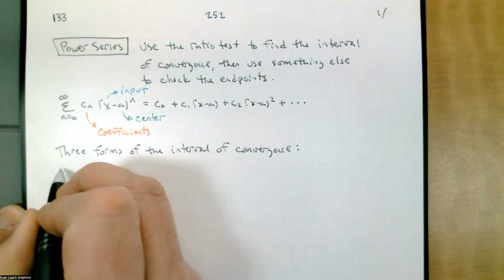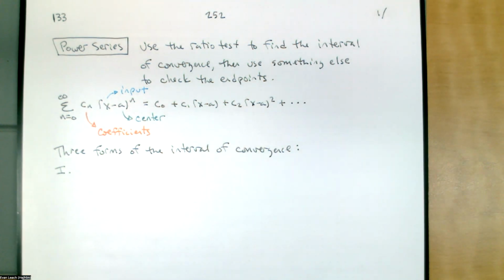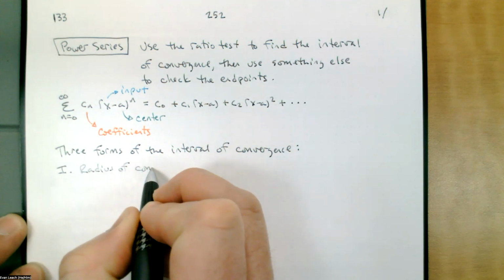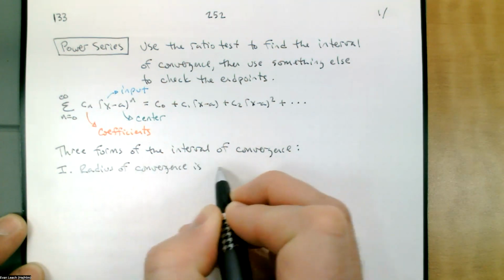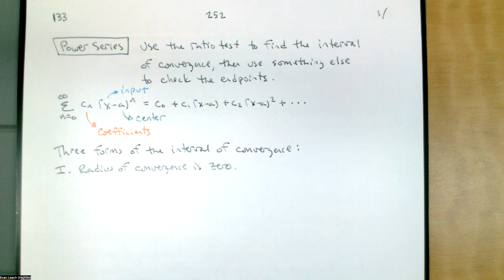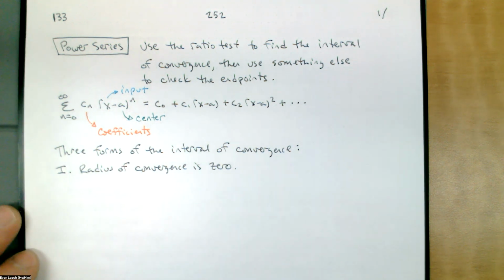First, it could be that the interval of convergence is only the center of the series. So the first case is that the radius of convergence is zero. This means that the power series only converges when x is equal to a, the center of the series, and all the terms become zero.